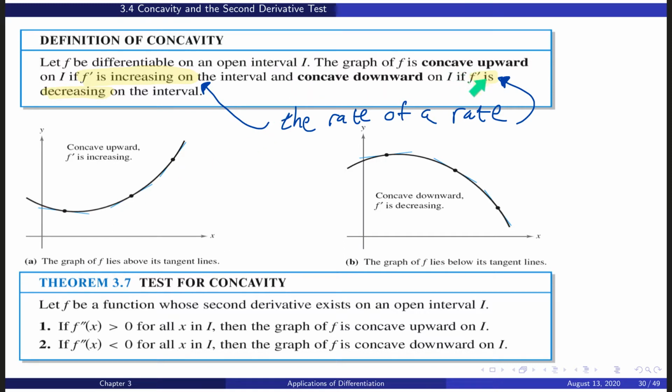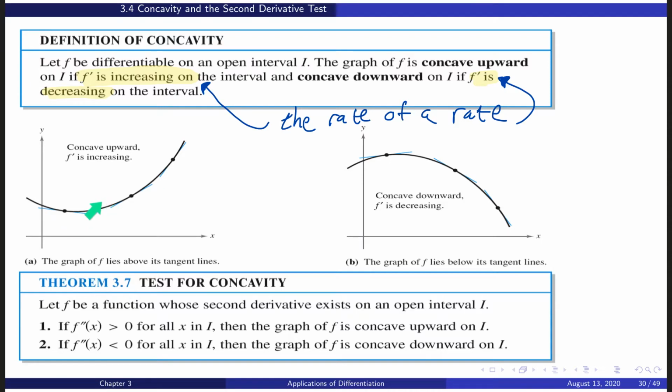If the rate of change of your first derivative is decreasing, then you'll have concave down. That's what's happening in this plot. The first derivative here is positive. At the next location, it's slightly negative, and at the next location, it's even more negative. So the first derivative is decreasing, which produces a concave down graph, which looks a little bit like an umbrella.